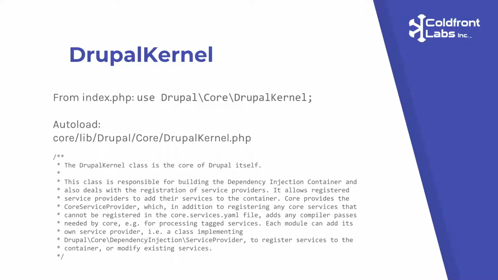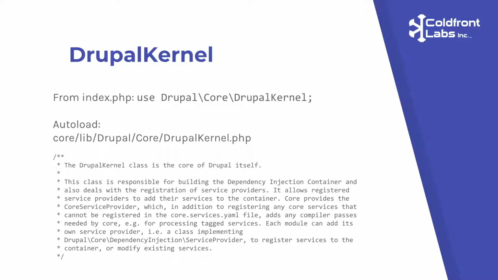So we know that since the namespace is Drupal core Drupal kernel, or the object name is that, we'll find the file in core lib, then Drupal core, and Drupal kernel.php. And that's the file that gets autoloaded. So what does Drupal kernel do itself?